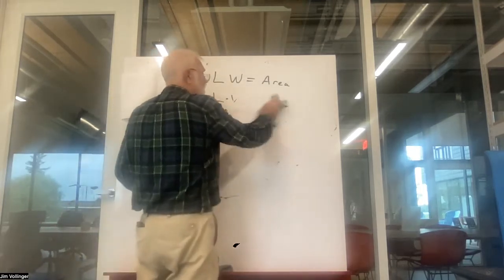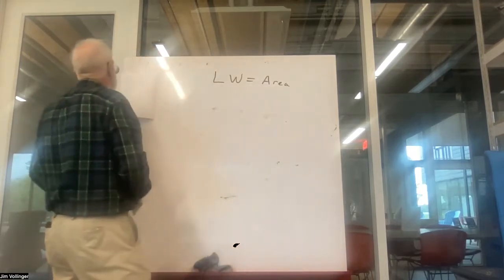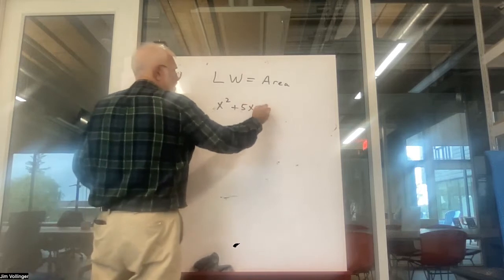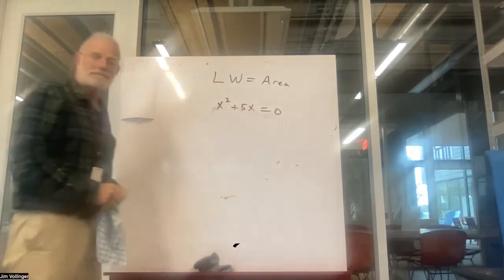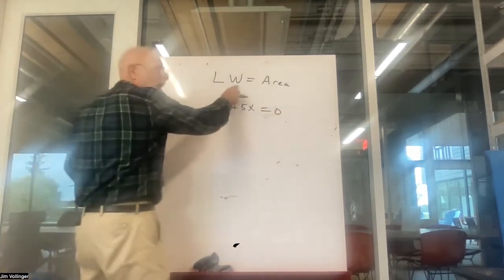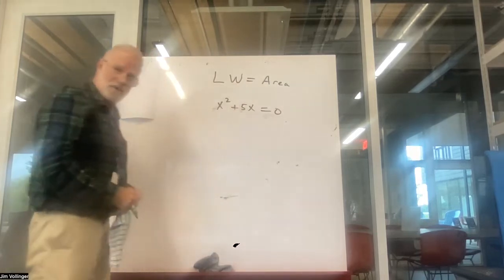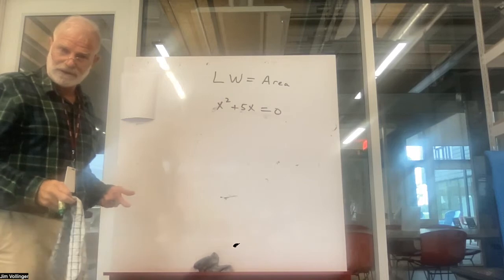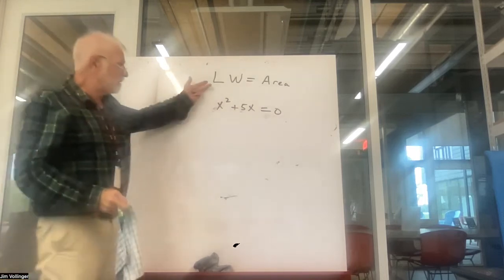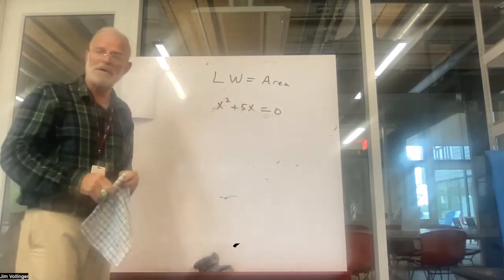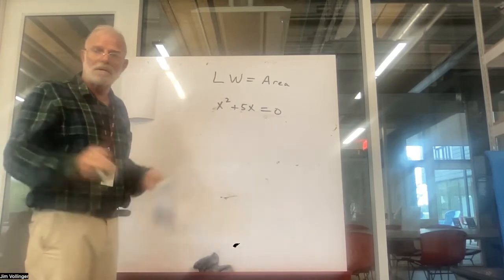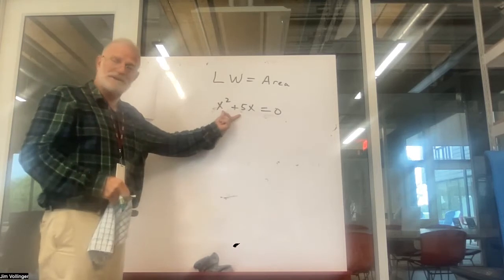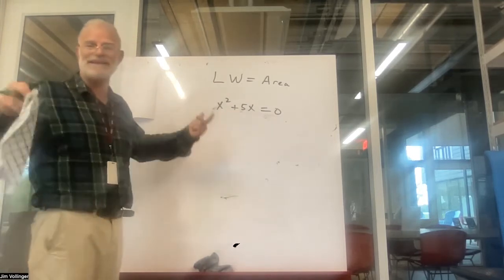So let's look at this problem. X squared plus 5x equals 0. Well, this is called a product. Length times width. Most famous product we probably have. So the question is, if we can see what makes a 0, if we can write this sum as a product, we might be able to easily see our answers.